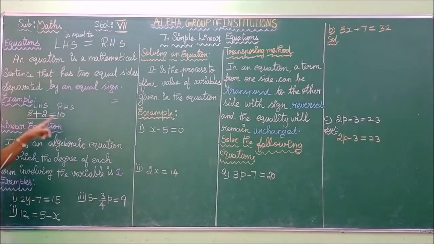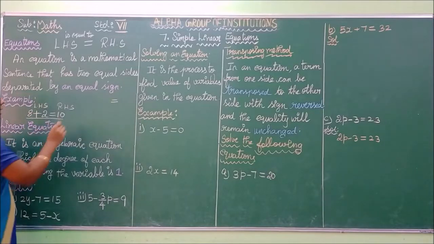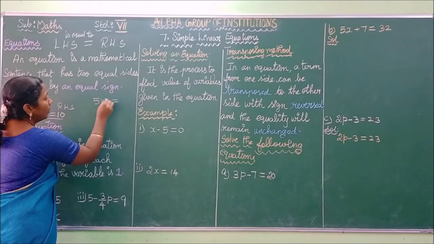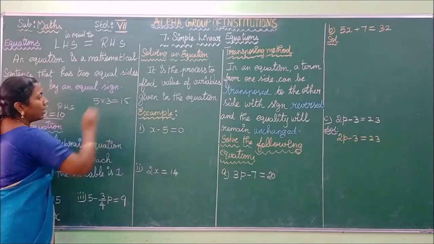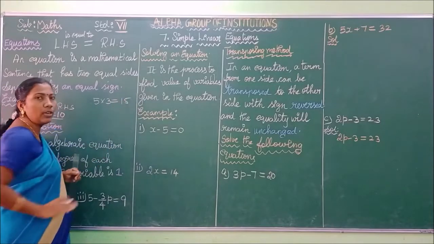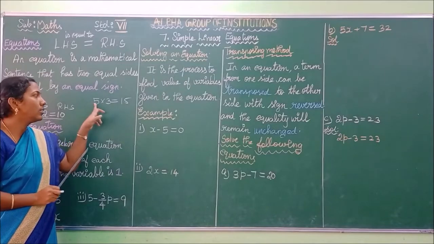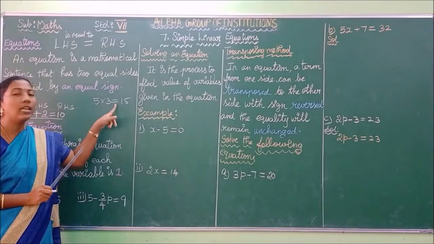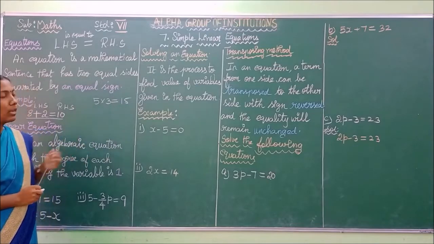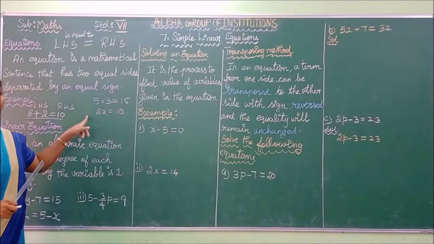That is, this equation has LHS and RHS, and they are separated by an equal symbol, so we call it an equation. 8 plus 2 equal to 10. Also, we can give some other examples. 5 into 3 equal to 15. Here, which is your LHS? 5 into 3. Which is your RHS? 15 is your RHS. So you must have a clear idea about LHS and RHS, and they should always be separated by the equal sign. We can also give another example like this: 2x equal to 10. This is also an example of an equation.